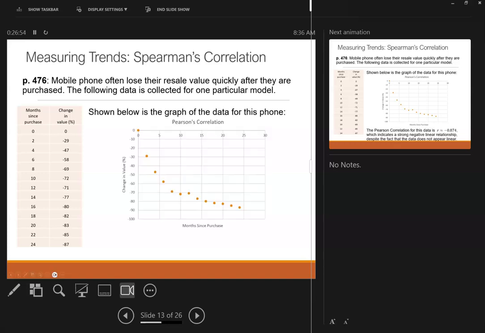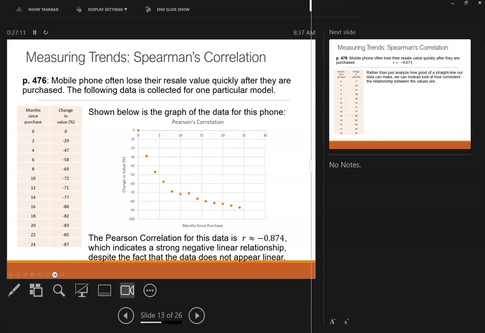So here's our graph. If I look at the graph here, this looks like a nice exponential curve, right? Maybe a little bit linear in here, but overall it looks exponential to me as opposed to linear. Do you guys agree? If I did the Pearson value for R on that, I get -0.874.